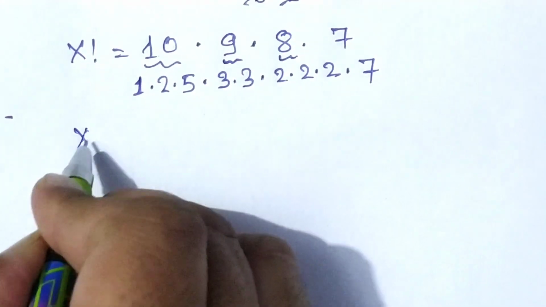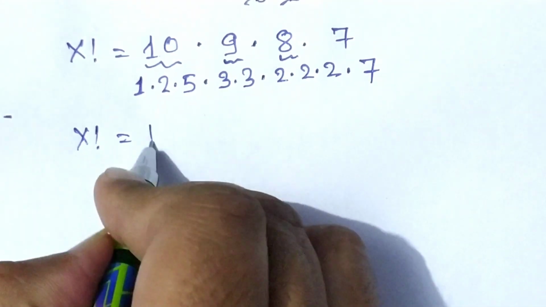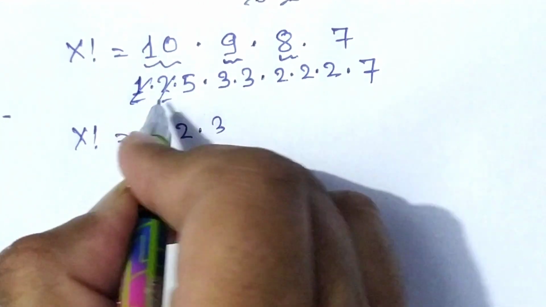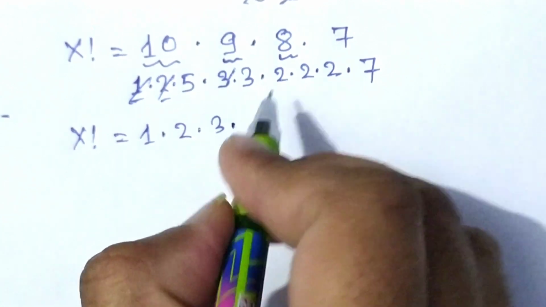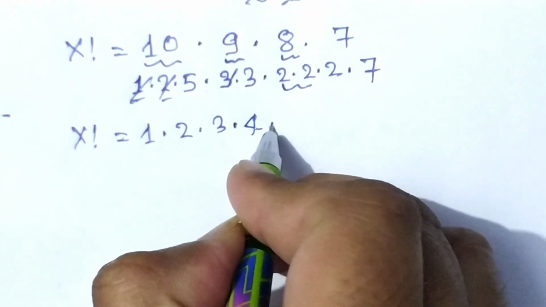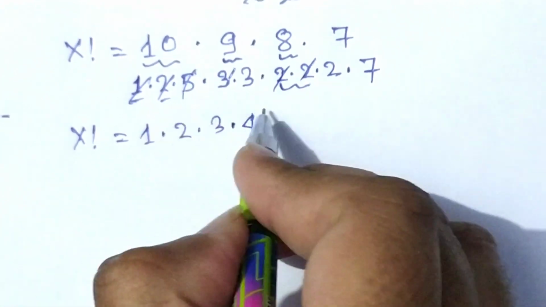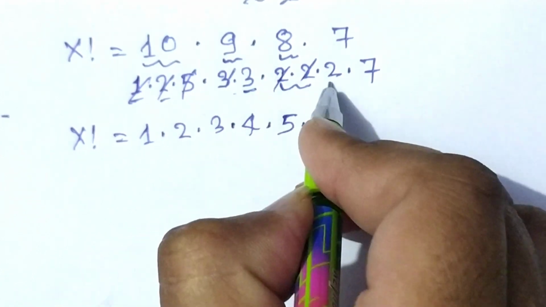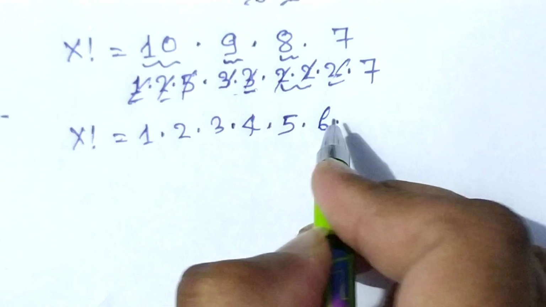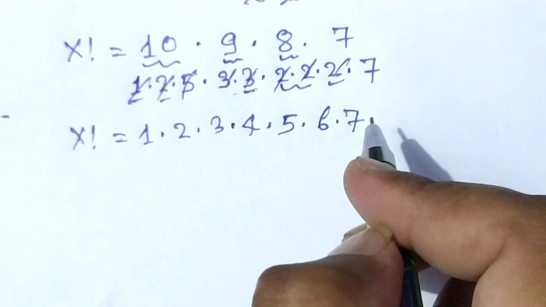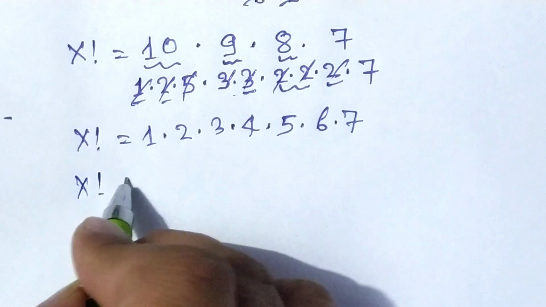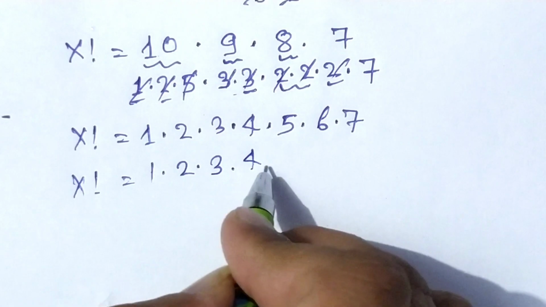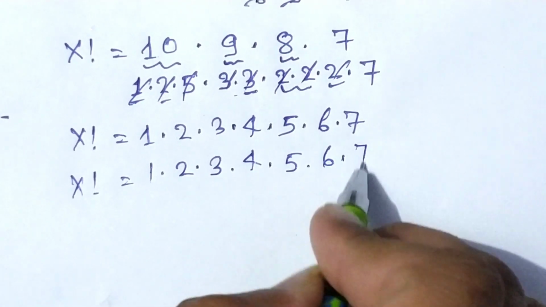Now factorial x is equal to 1 into 2 into 3 into 2 into 2 into 4 into 5 into 3 into 2 into 6 into 7. Factorial x is equal to 1 into 2 into 3 into 4 into 5 into 6 into 7.